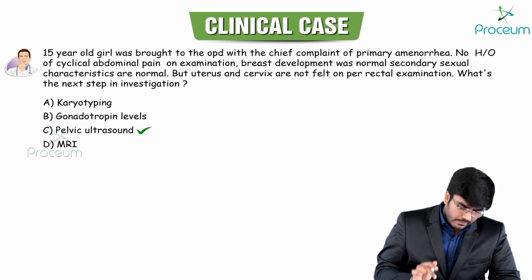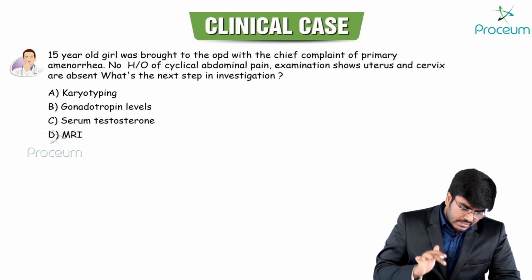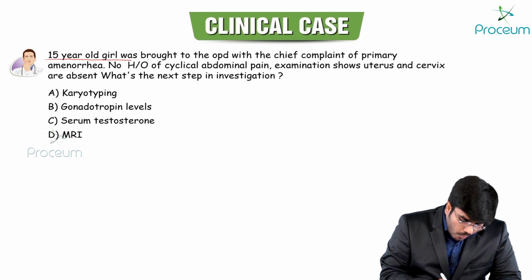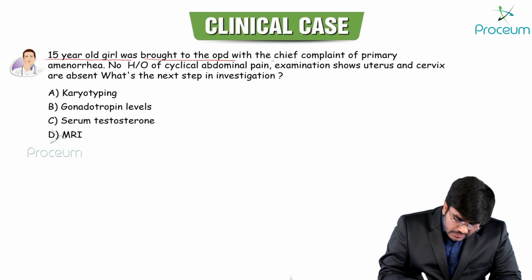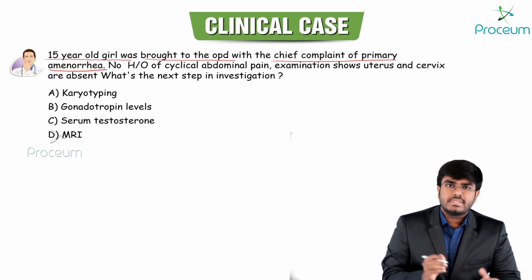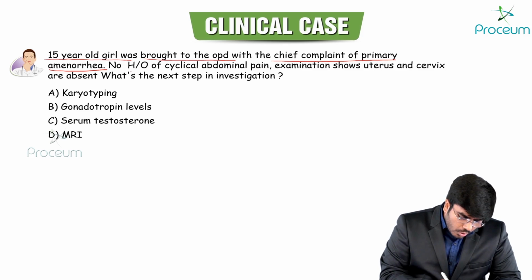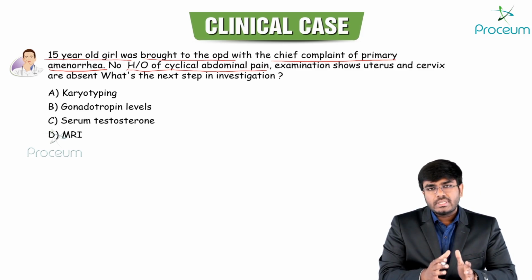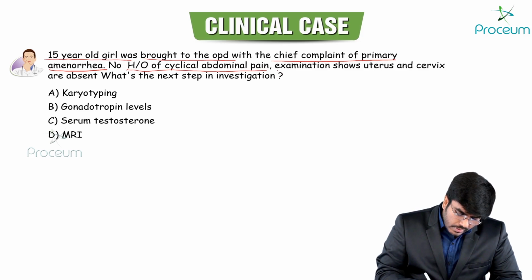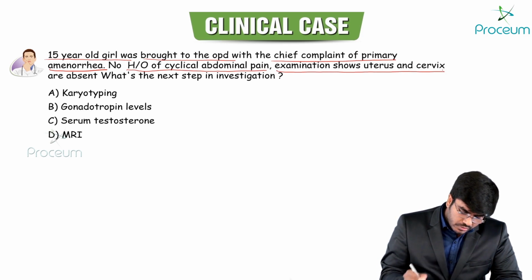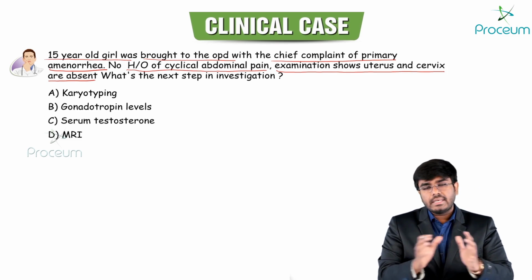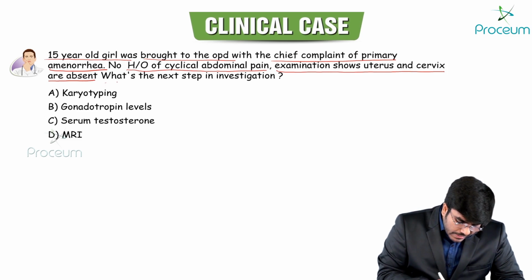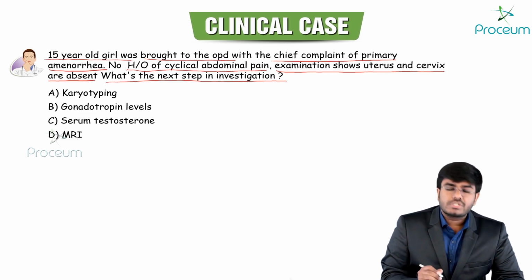Okay. Now, guys, let's see this question. Same question in a different way. A 15-year-old girl was brought to the OPD with the chief complaint of primary amenorrhea. Yes, same information. No history of cyclical abdominal pain, which means I can exclude the cryptomenorrhea and all. Examination shows uterus and cervix are absent. Now it's very clearly said uterus, cervix are absent. What is the next step in the investigation?